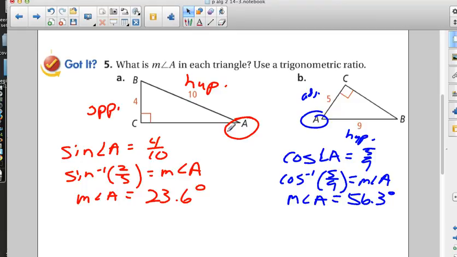Who heard something good? We're always going to have sine and cosine between 0 and 1.